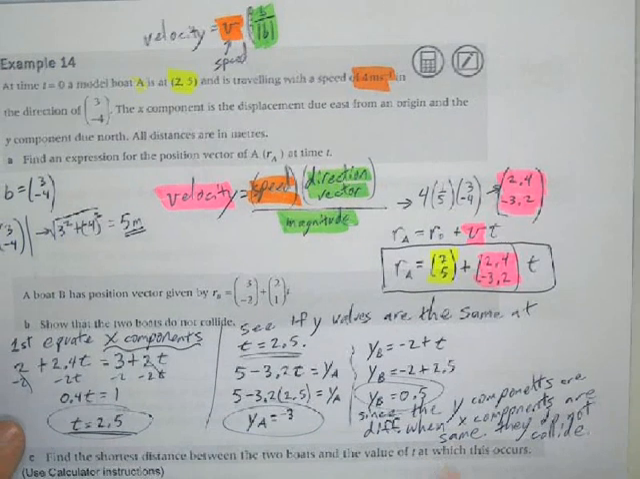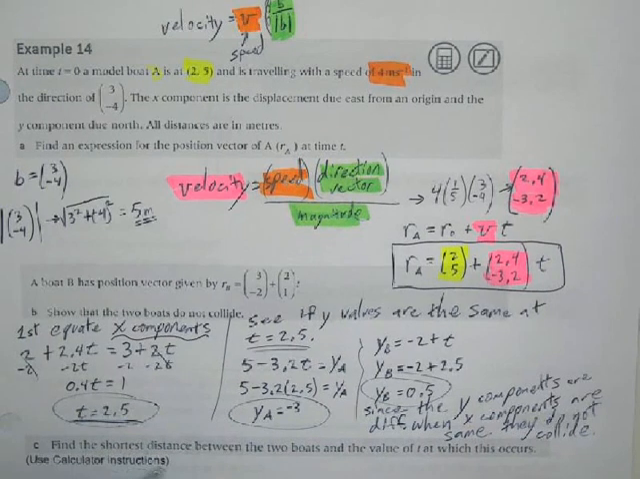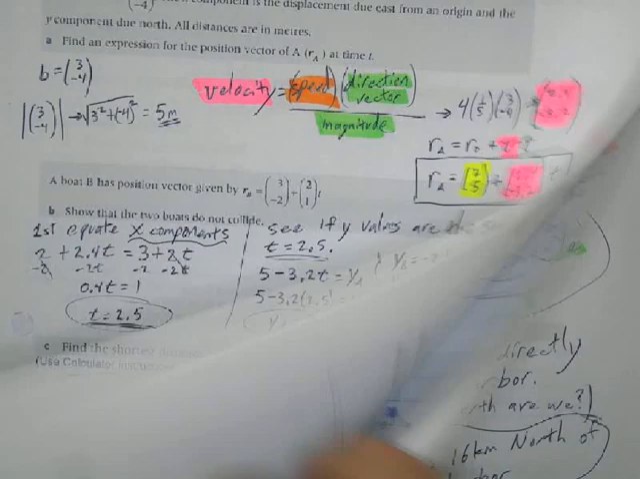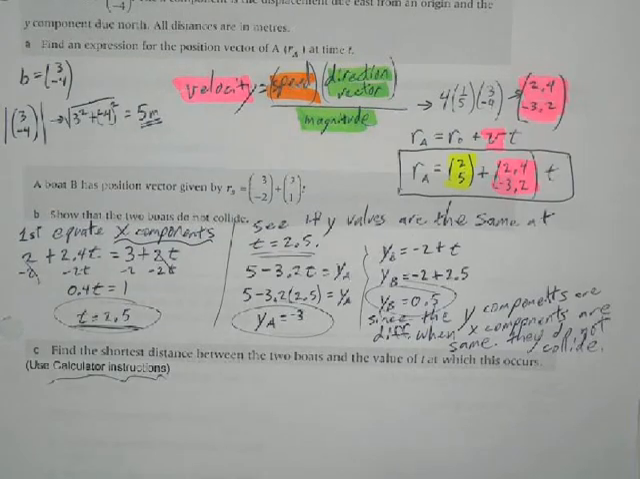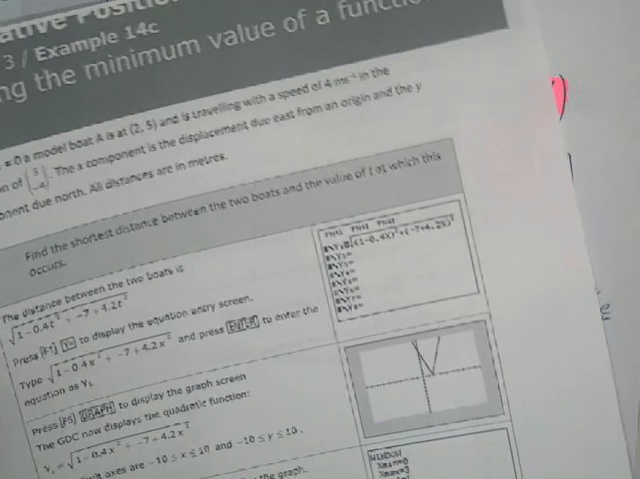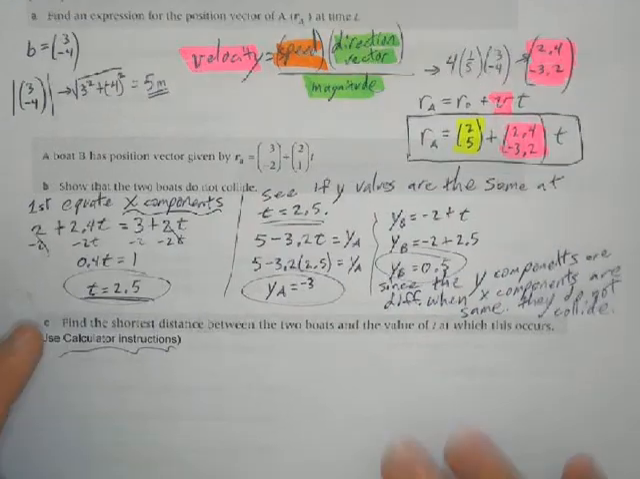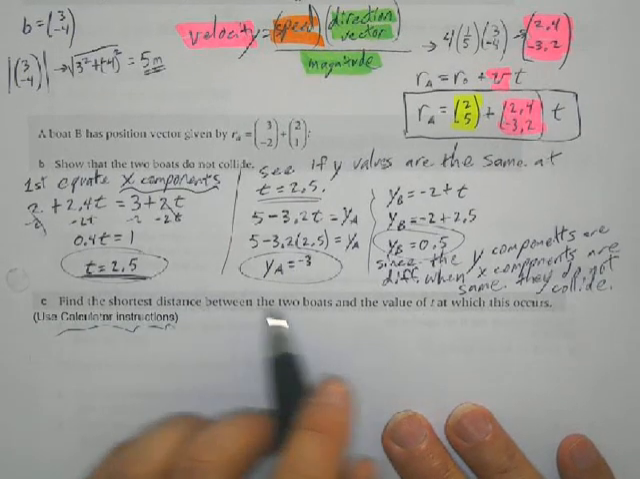So now we're going to have to use the calculator here. And there's calculator instructions on your handout, and it looks like this. But we're going to do this together, so don't you worry. Okay. So find the shortest distance between the two boats.